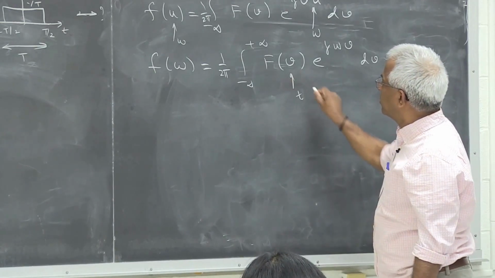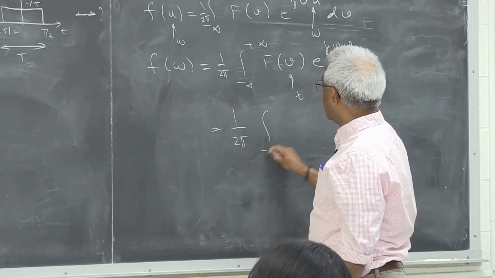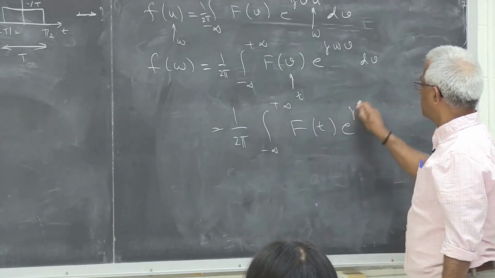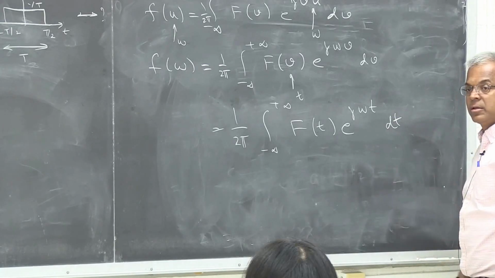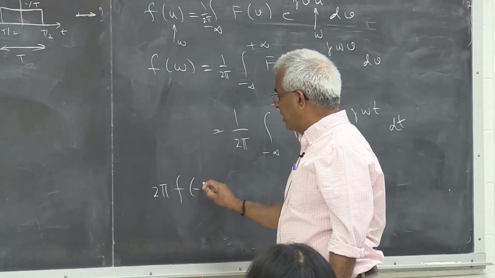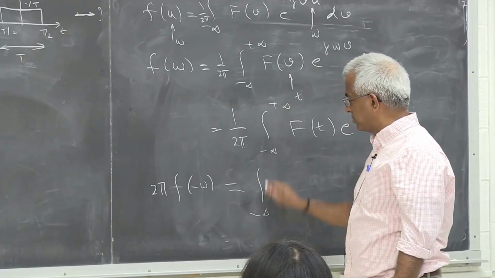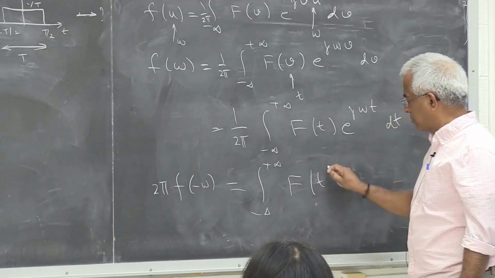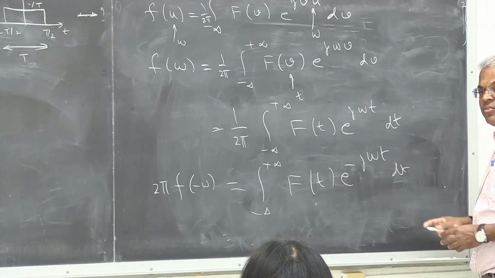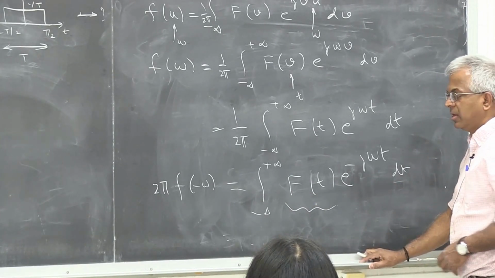So I'm going to change it by t. So this I get 1 over 2 pi minus infinity plus infinity f of t e raised to j omega t dt, right? Then I'm going to bring this 2 pi here, and I feel like changing omega to minus omega. So look at the right side. But what is the right side? Fourier transform of? This is what we wanted. We wanted the Fourier transform of f of t, capital F of t.